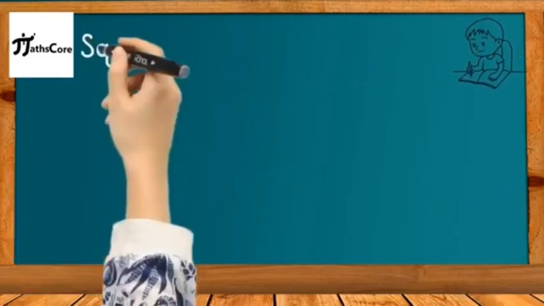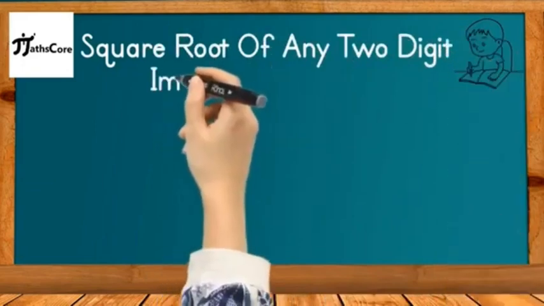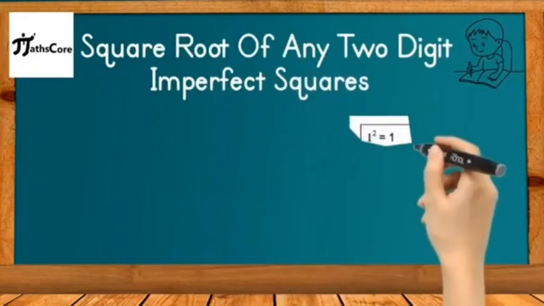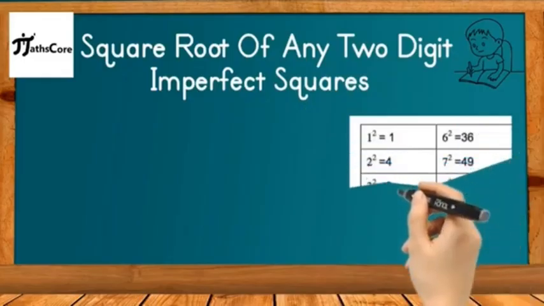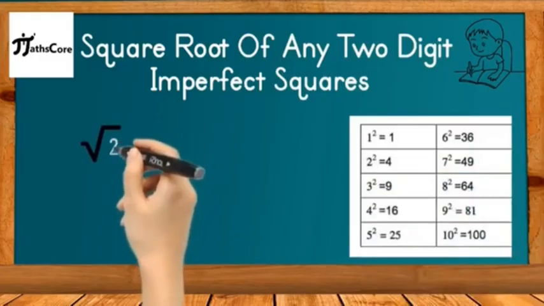Let us solve some examples on it. To find out the square root of any 2-digit imperfect square, we need to know the squares of 1 to 9 very well, so I have mentioned the squares of 1 to 9 here. Now let's take an example on it. The example is square root of 26.